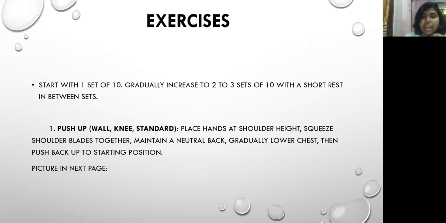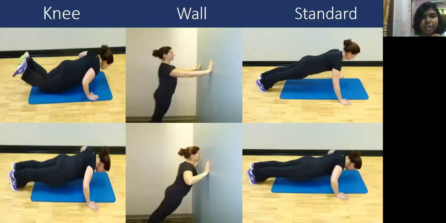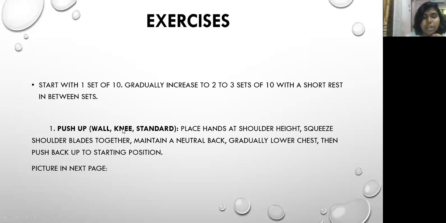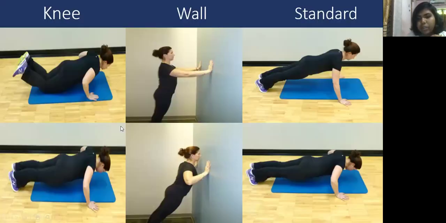Wall, knee, and standard push-ups: place your hands at shoulder height. Squeeze your shoulder blades together and maintain a neutral back. Gradually lower your chest, then push back up to the starting position. This can be done on the knees with the help of your knees, and these two variations can be done with the wall and standing. You can do this push-up with three kinds of moves.